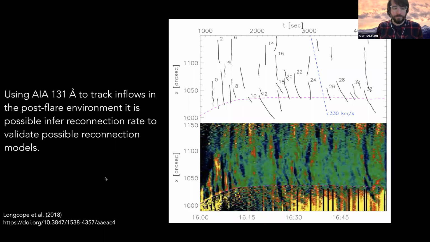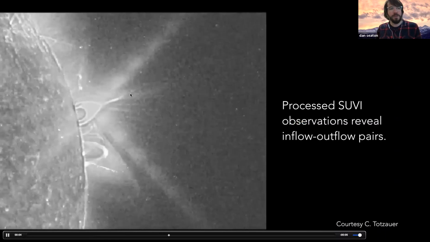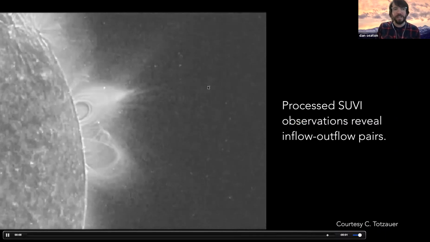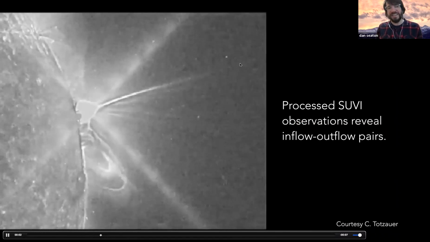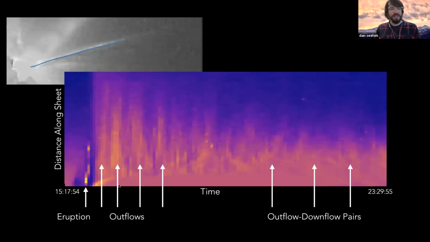With SUVI, with a student, Chris Totzauer, we were able to look at this event and how it unfolds, not just down here low in the corona, but with some image processing, see how it gave rise to things that are farther out, and see inflow-outflow pairs. And Chris constructed another one of these height-time diagrams where you can see a bunch of strong outflow signatures early on, and then these echelon shapes later on that indicate inflow-outflow pairs that are disconnection events, little bursty reconnection that happens later on.